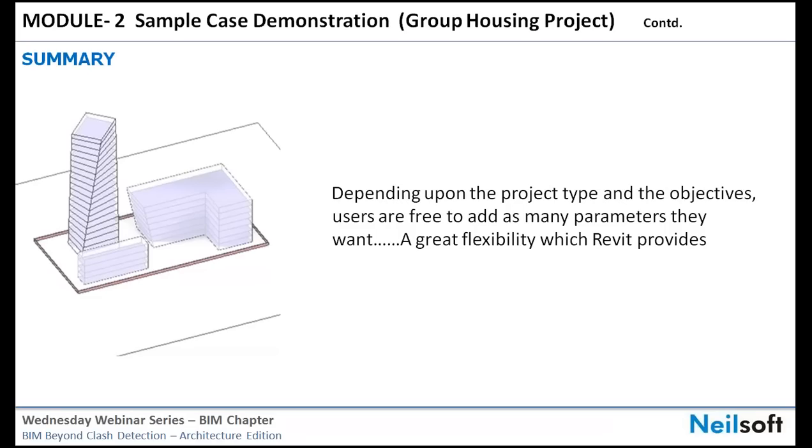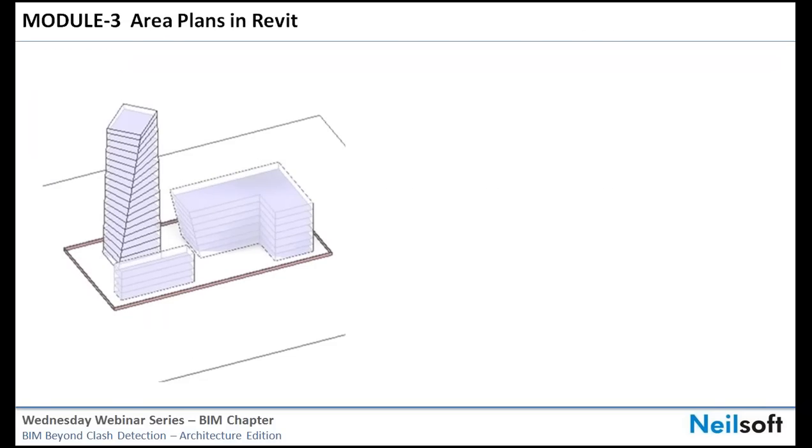If you are using Revit, you can process this information in a much more meaningful way, and you can utilize it for hospital projects, housing projects, education projects, any number of projects. You can add any number of parameters depending on what output you want to extract out of Revit. So here we end module 2, and now we will be covering module 3.